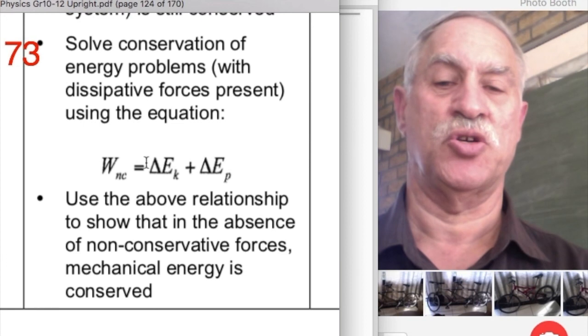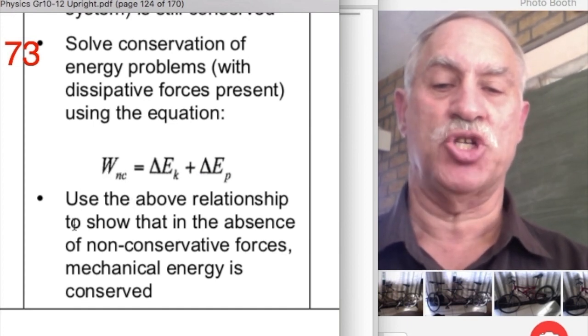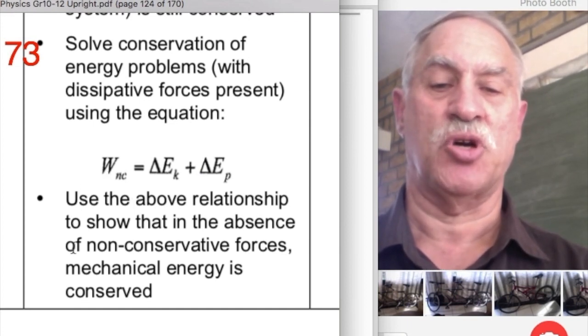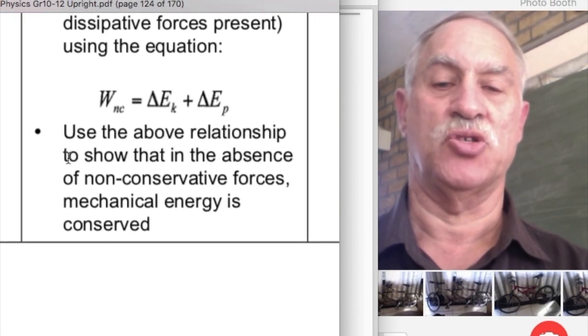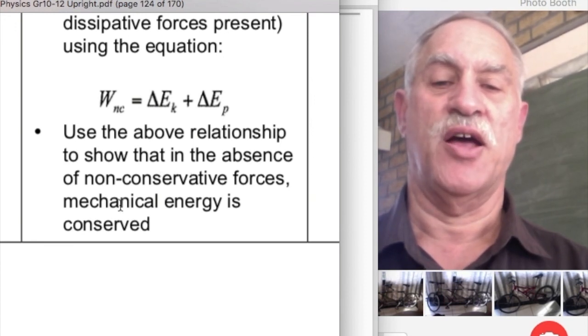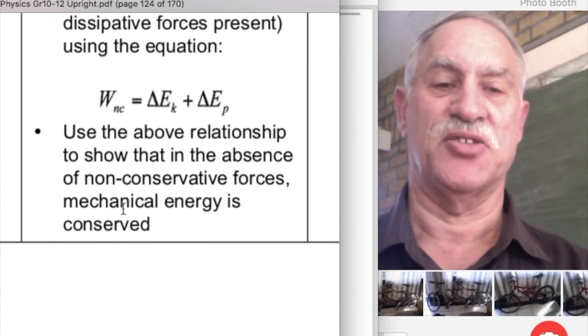If they ask you a question to work out how much energy or work is lost due to friction, you can use this formula. Use the above relationship to show that in the absence of non-conservative forces, mechanical energy is conserved. So we already discussed that if you have no friction present, then mechanical energy is conserved.